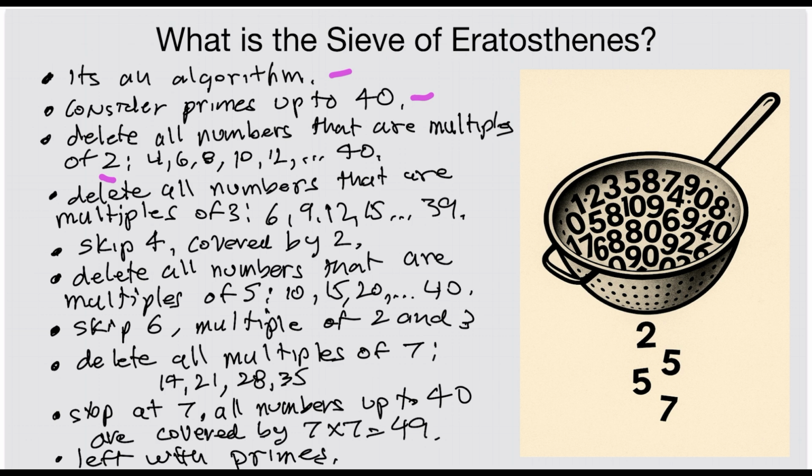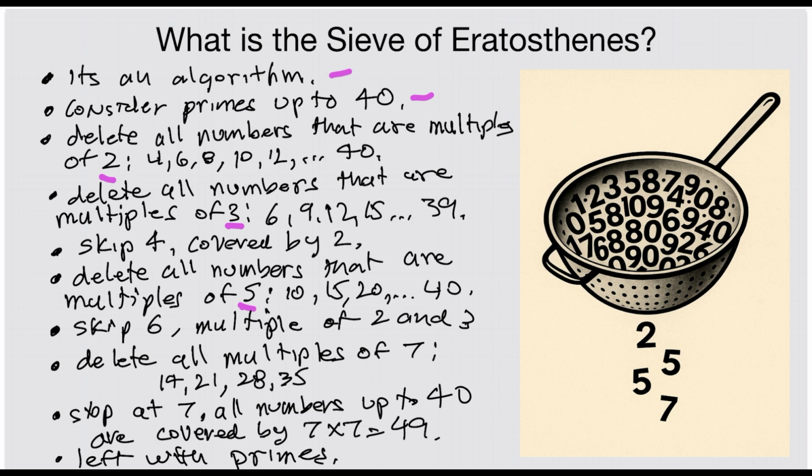The next step is you just delete all the numbers that are multiples of 3. That'd be like 6, 9, 12, 15, all the way up to 39. Now, on 4, we can skip 4 because that's a multiple of 2. So we don't need to worry about that. Next we go to 5. So we're going to delete all the numbers that are multiples of 5. That'd be 10, 15, 20, 25, 30, 35, 40. So that gets rid of all those. Now we can skip 6 because it's a multiple of both 2 and 3. And so those numbers have already been covered.